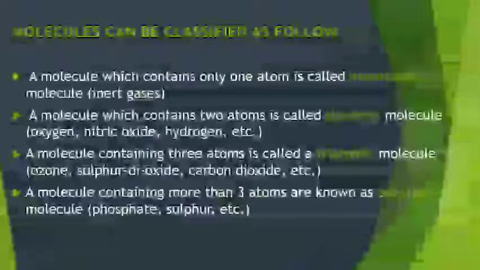Sulfur exists as S8, which contains 8 sulfur atoms. Phosphorus, P4: 4 phosphorus atoms combine to form a phosphorus molecule. Methane, CH4: carbon is one atom which combines with 4 hydrogen atoms. So totally 5 atoms are involved there, and this is said to be a polyatomic molecule. So molecules can be classified as monoatomic, diatomic, triatomic and polyatomic molecules.